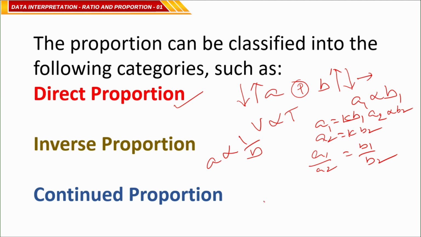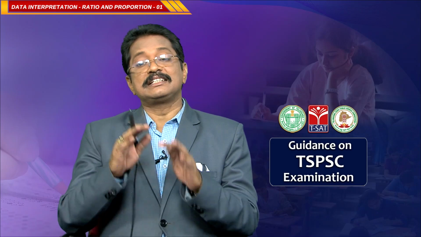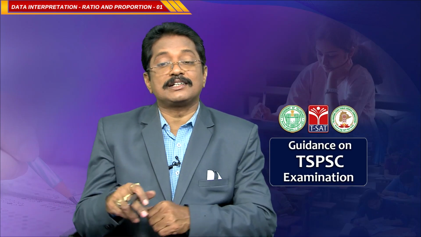When you take the resistance of a body with respect to electricity, the resistance R is directly proportional to L. The resistance of the conductor is directly proportional to the length of the conductor. And R is proportional to 1 by A. As the cross section area of the conductor increases, the resistance decreases. So one quantity increases, the other quantity decreases.